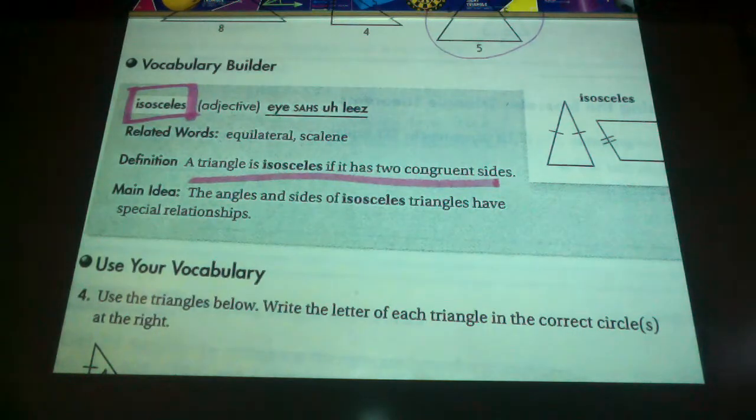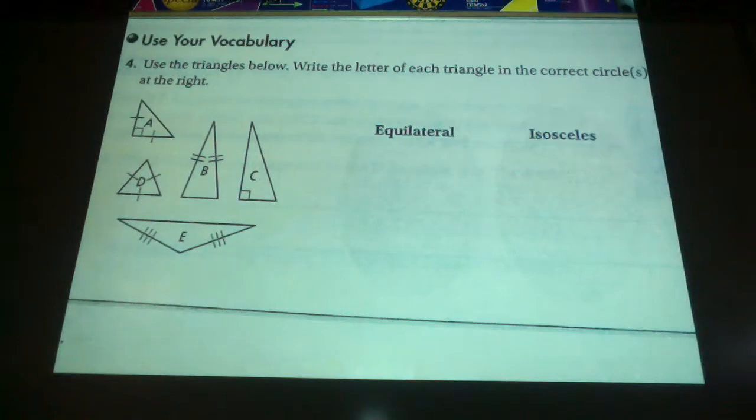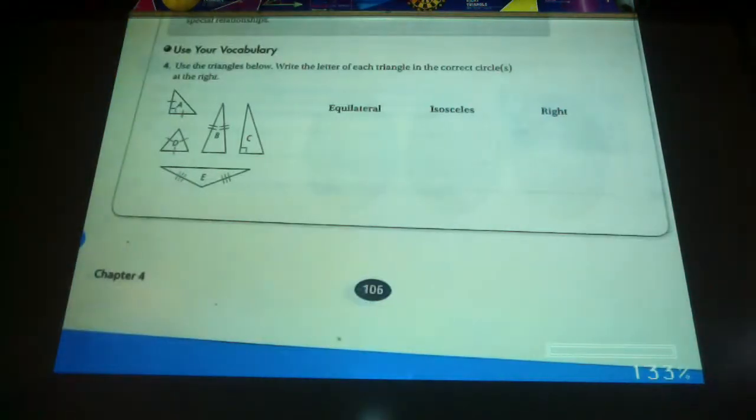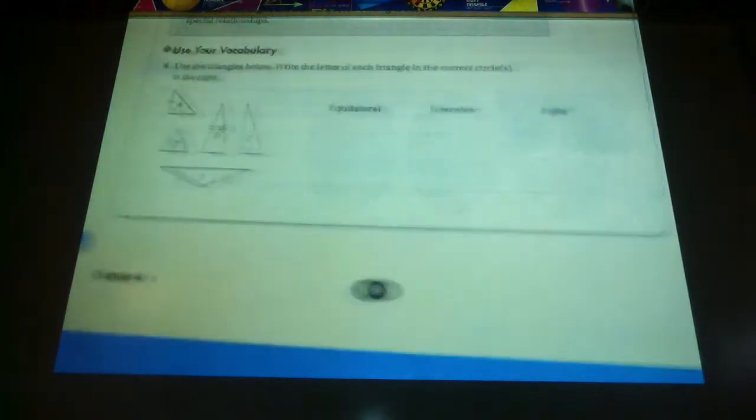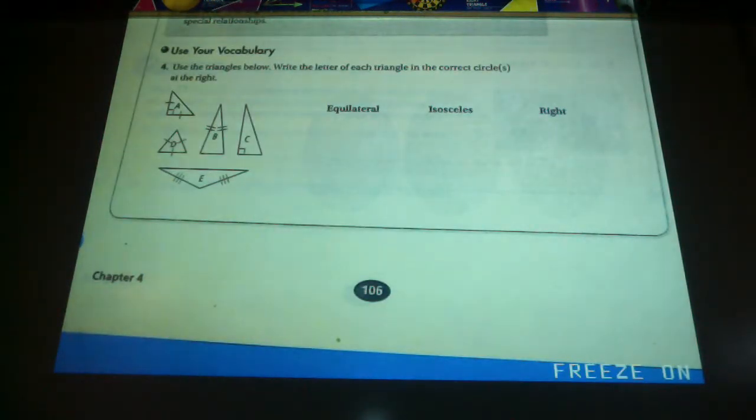Then I want you to put, based upon what I just talked about, the letters of the triangles in your ovals. So which triangles A, B, C, D, and E are equilateral, which are isosceles, and which are considered right? And you could have some that are in 2 categories. And you can't assume something that's not written there.